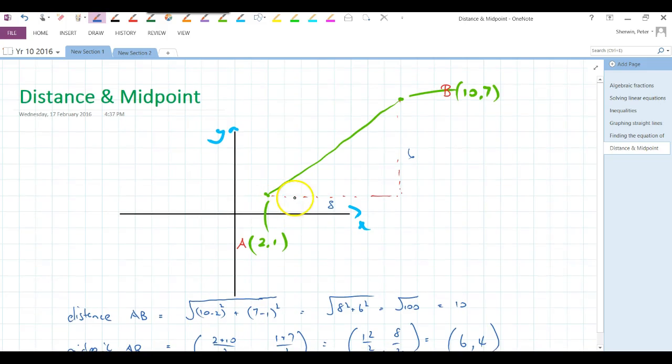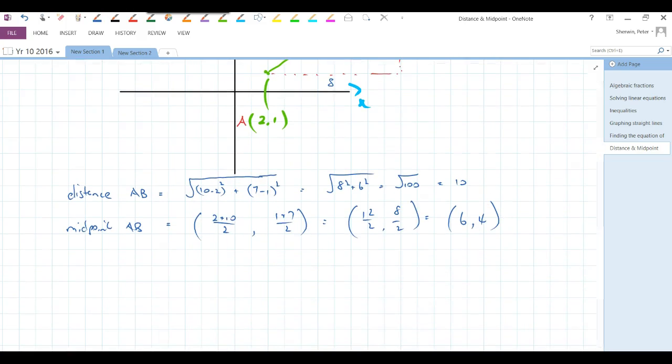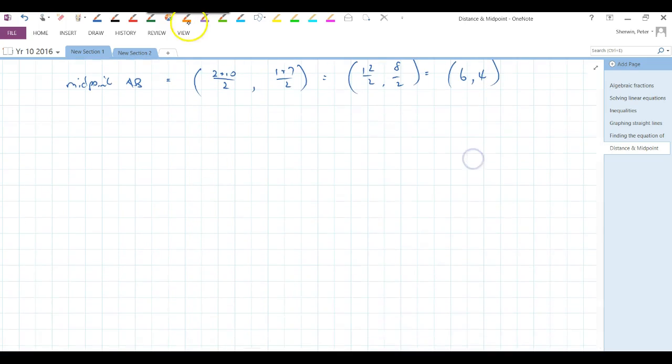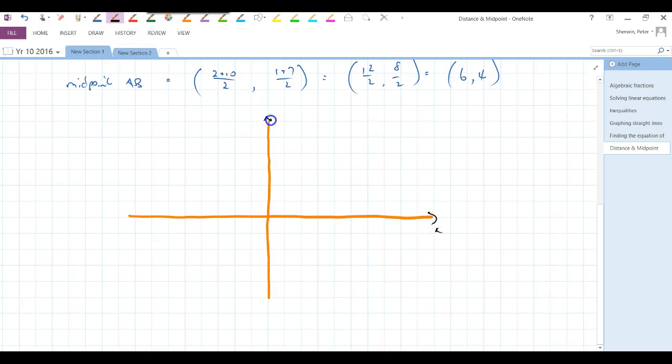And if you look at it, 1, 2, 3, 4, 1, 2, 3, that point there will have coordinates 6, 4. 1, 2, 3, 4 up, 1, 2, 3, 4, 5, 6 across. Okay, so that's how we're going to find our distance and midpoints. If we want to generalize now, which we tend to find useful, we'll just pull out my x coordinate and my y coordinate.